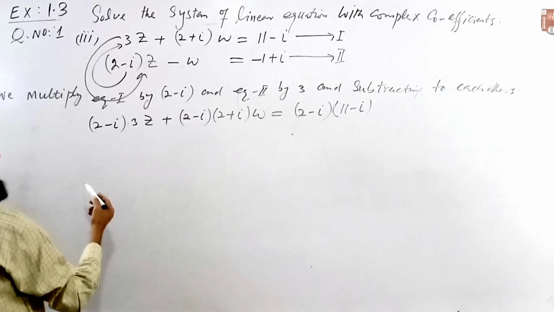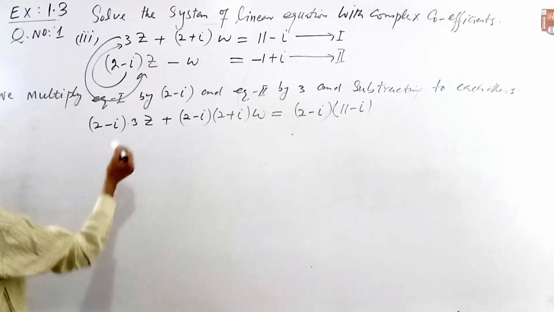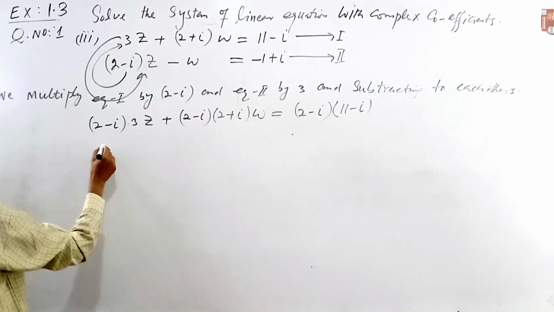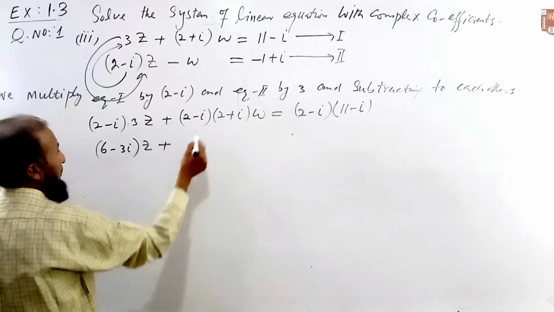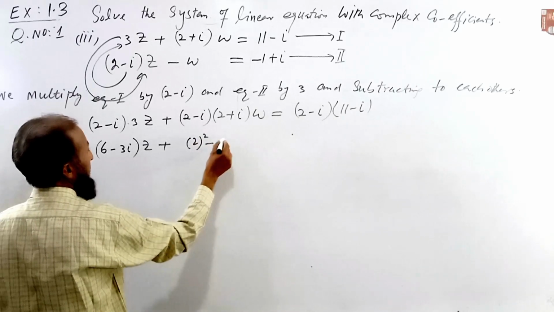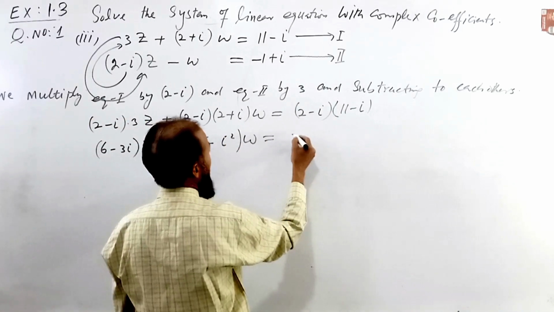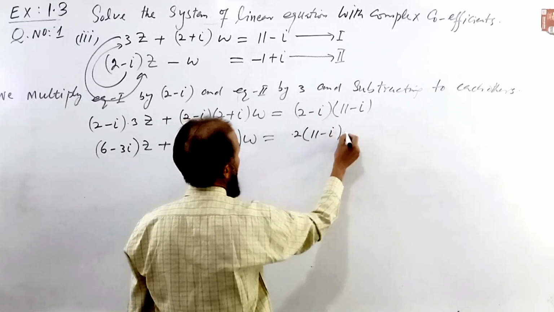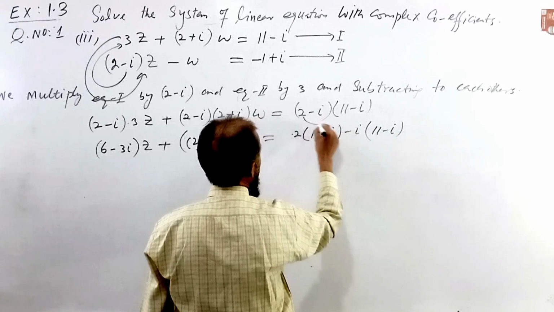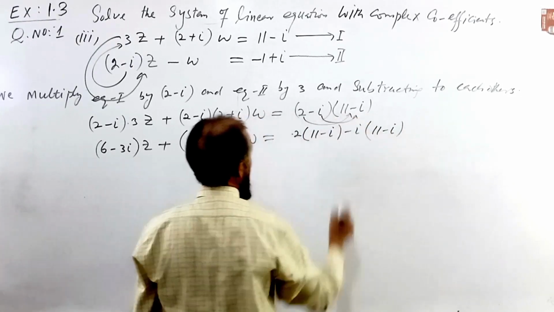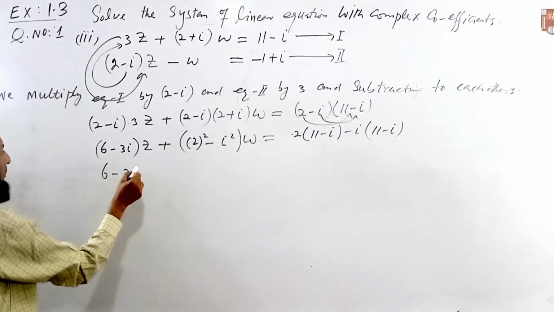Now first of all we simplify this term, then we multiply second equation 2 by 3. Now if we write here, look here, we can write (6 minus 3 iota) into z plus, using the formula a square minus iota square, into w. Here we multiply 2 into (11 minus iota). We multiply by this term and secondly multiply by minus iota. Now (6 minus 3 iota) into z.